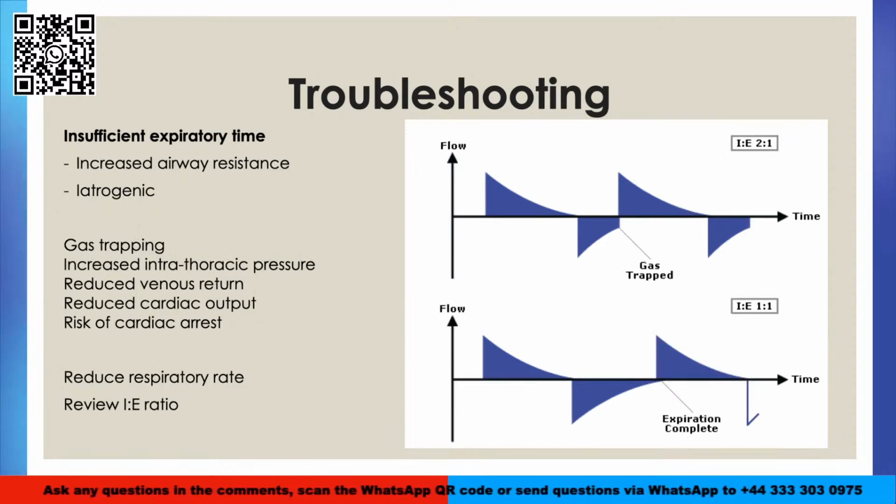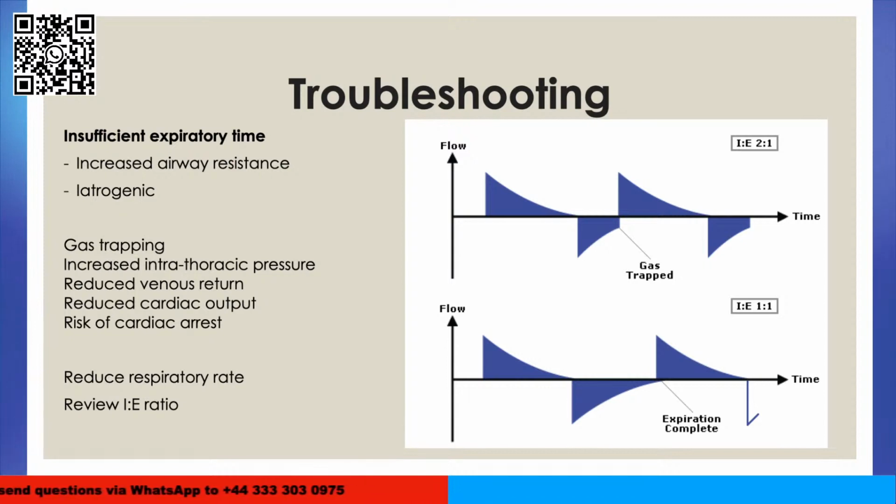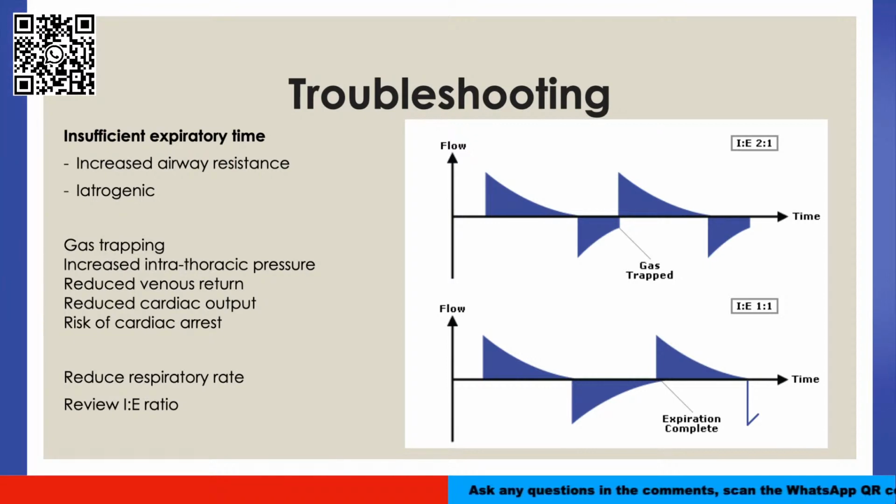Conversely, if you allow the patient insufficient time to breathe out, you can then cause gas trapping. So your insufficient expiratory time might be due to an increased airway resistance, or it can be iatrogenic. So if you've changed your respiratory rate and changed the I to E ratio, you might have accidentally allowed an abnormal amount of expiratory time, or one that's not going to work for that patient.